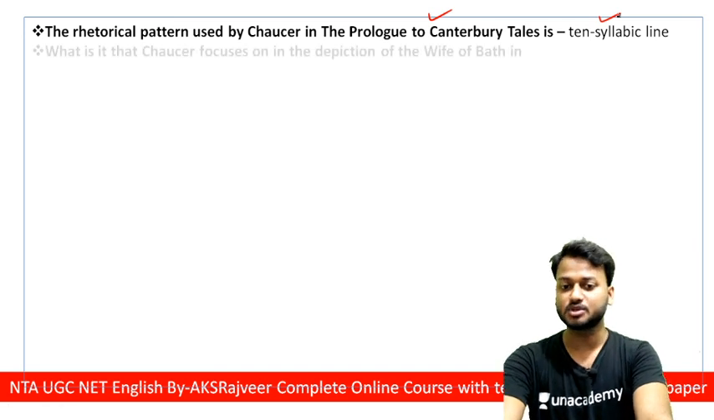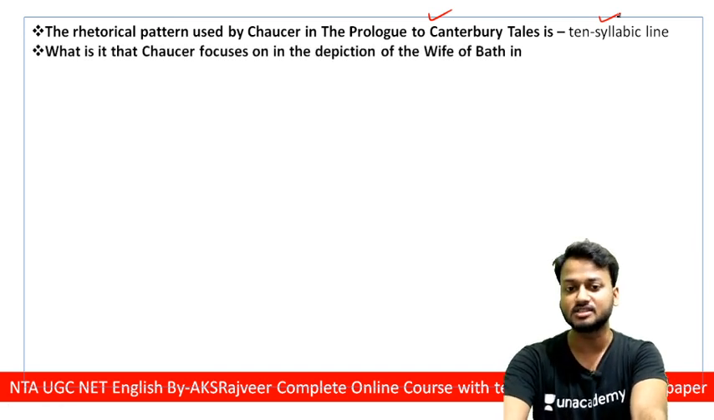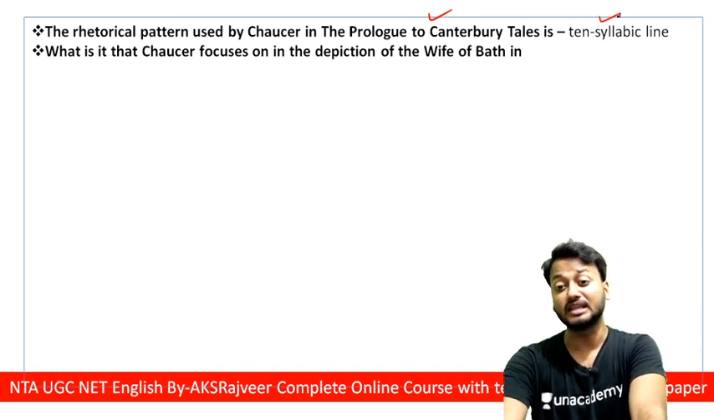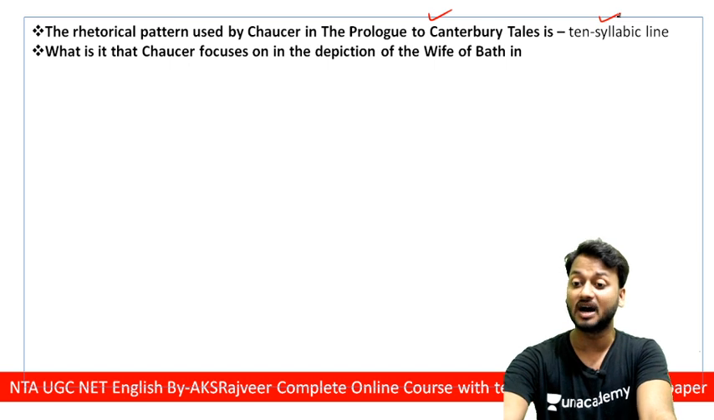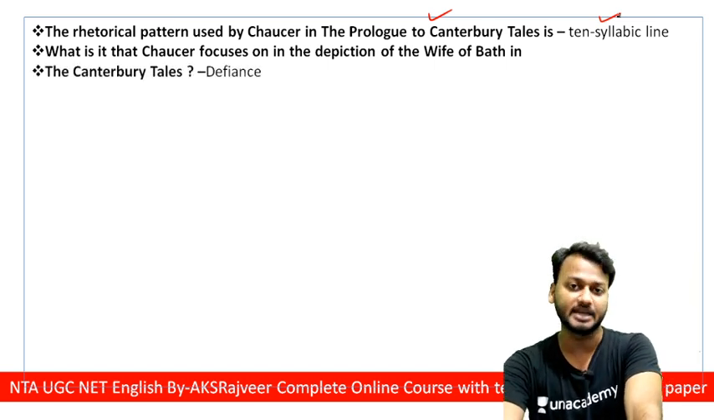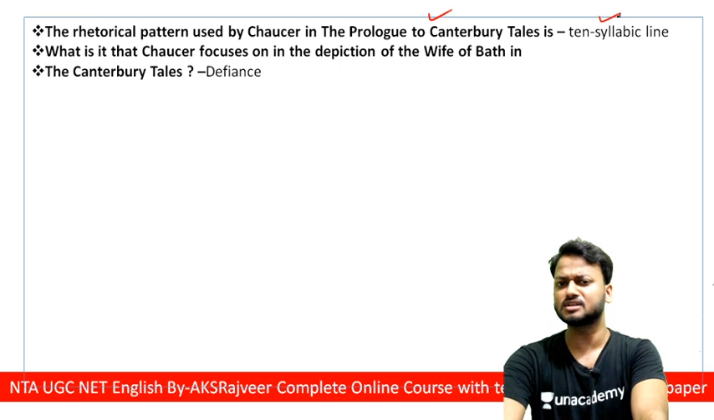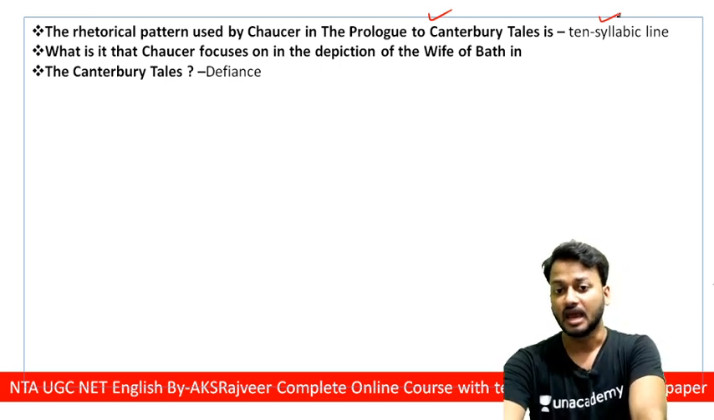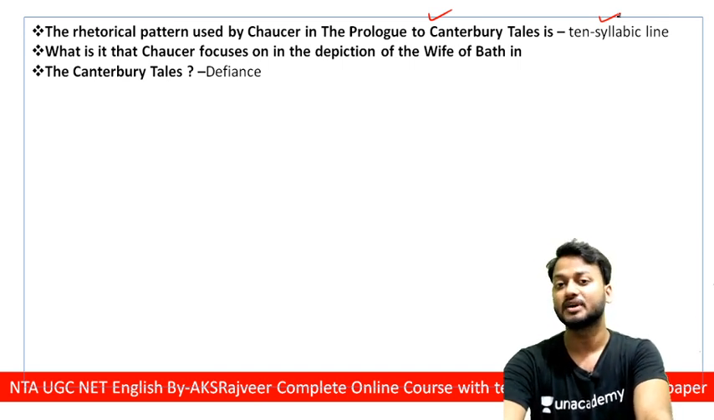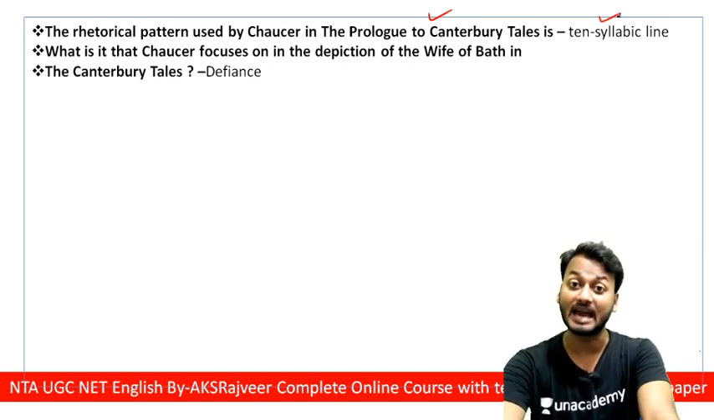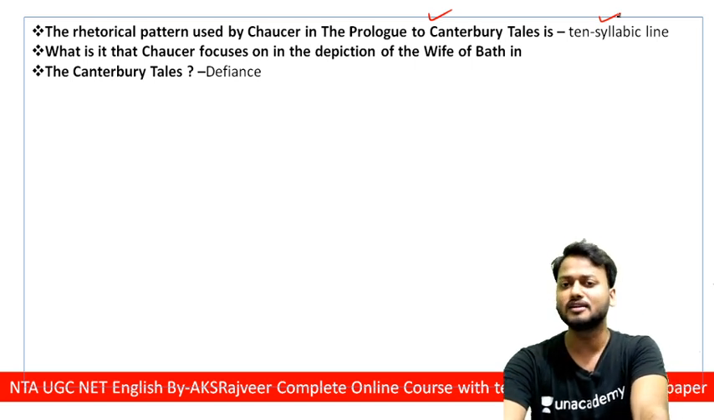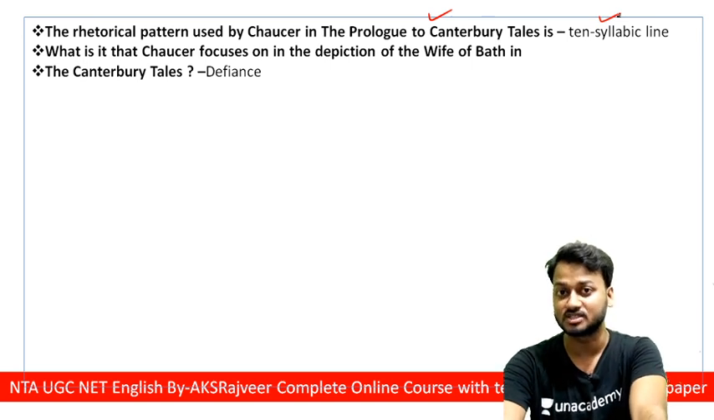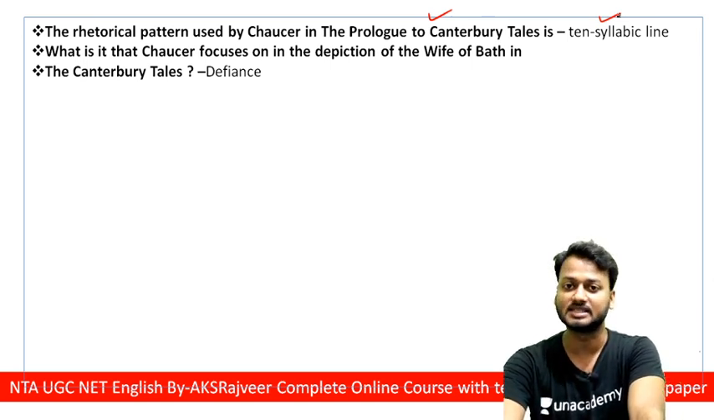Now see the next question, here it is with the answer. What is it that Chaucer focuses on in the depiction of the Wife of Bath in the Canterbury Tales? Chaucer is interested in depicting the Wife of Bath, and he wants to depict the defiance of that particular lady, that gap-toothed lady, the lady who has five husbands. Okay students, this is what you can see.